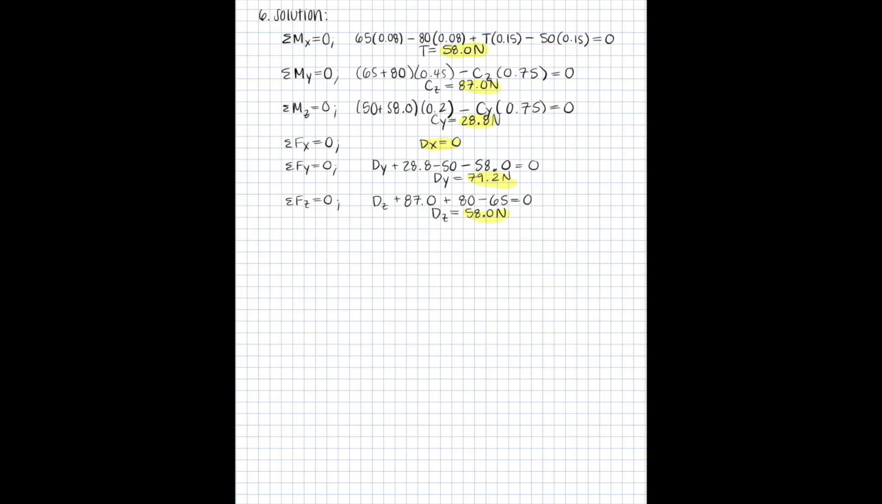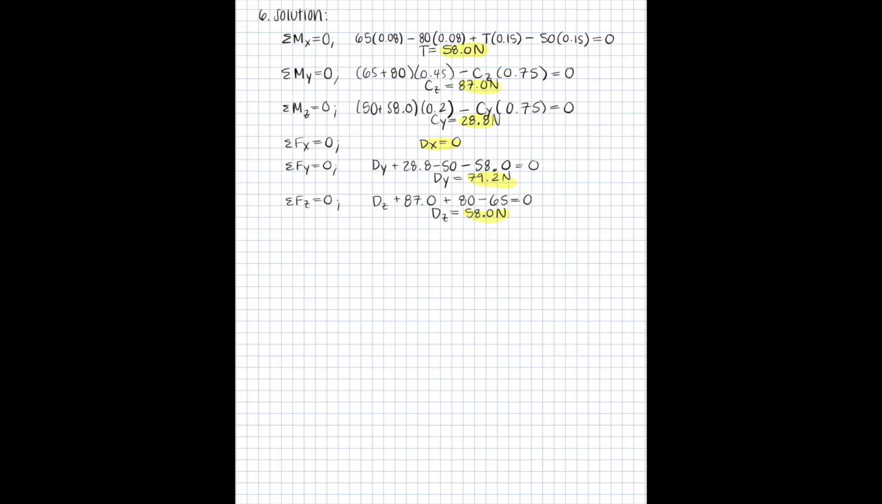Then we find the moment about Y, and you would do 65 plus 80 times 0.45 minus CZ times 0.75, and that results in CZ equaling 85 newtons. And then you do the moment about Z equals 0, so you do 50 plus 58.0 times 0.2 minus CY times 0.75 equals 0, and CY equals 28.8 newtons. And there you would have the tension, and you have the bearings at C.